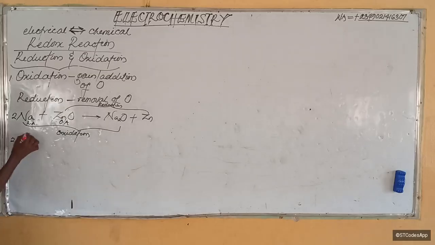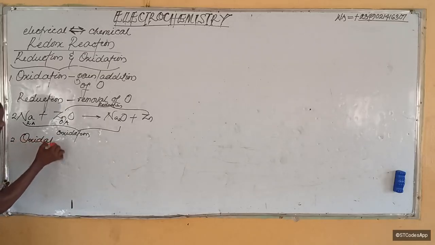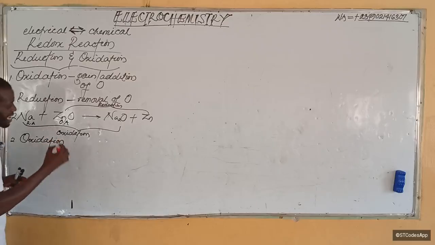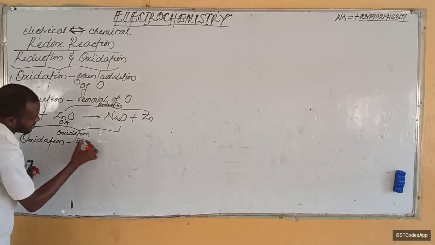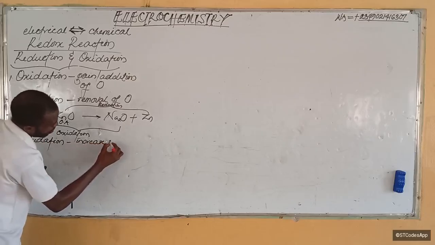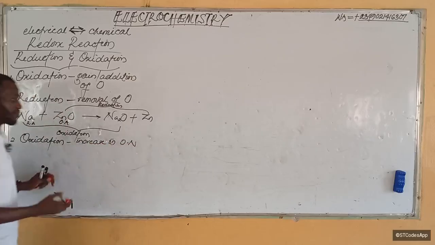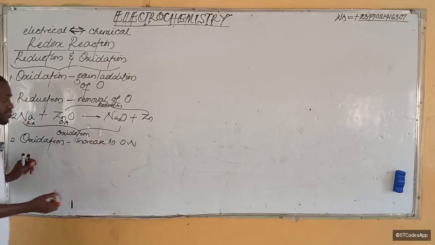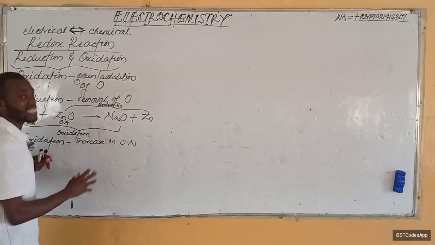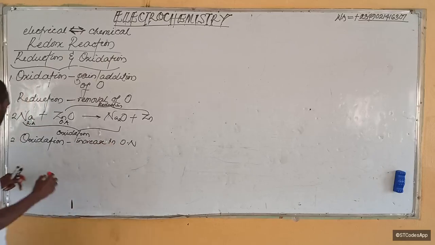Now, oxidation is also seen as the increase in oxidation number, ON for short. Increase in oxidation number of an element. When the oxidation number of an element increases, that substance is said to have been oxidized.